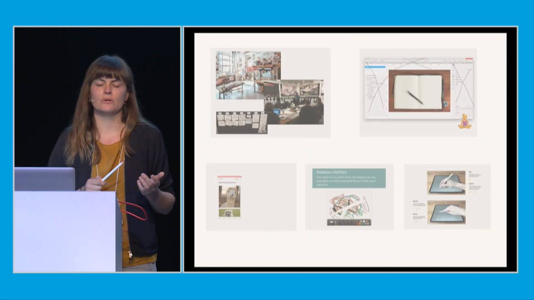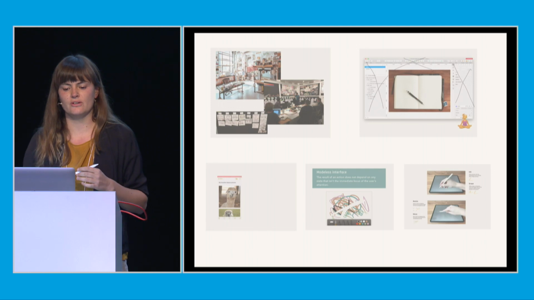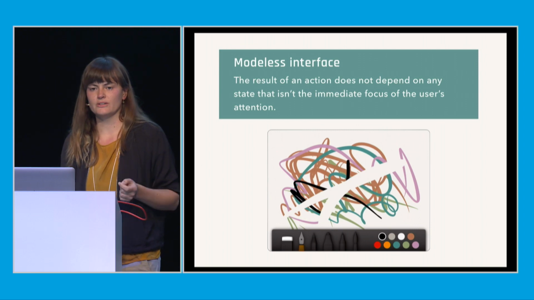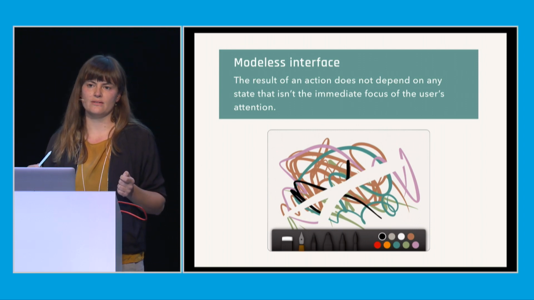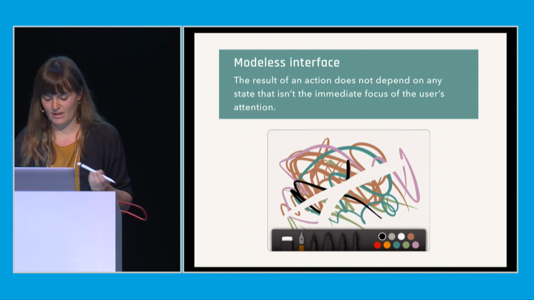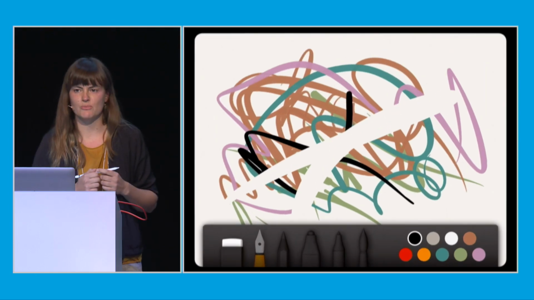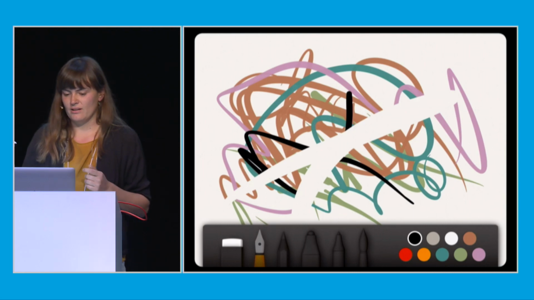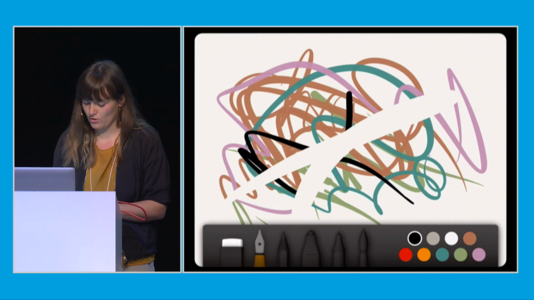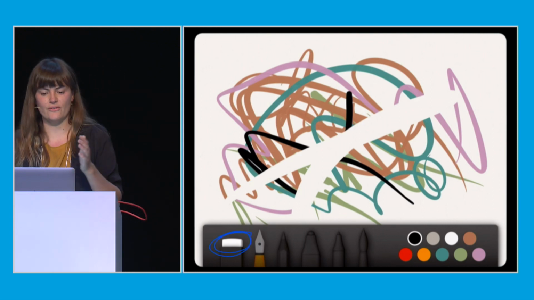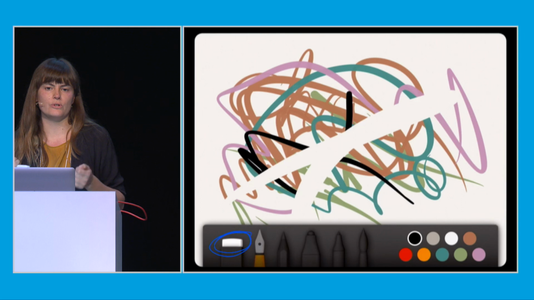And in particular, we wanted to explore the implications of a modeless interface. So a modeless interface is an interface where the result of an action does not depend on any state that isn't the immediate focus of the user's attention. So this is, I think, actually better explained with a counterexample. If we take this app here, Paper by 53, one of my favorite early iPad apps, you can draw a lot of things and then say you want to erase something. You actually have to go to the toolbar, activate the eraser, and then you can start erasing from your drawing. So you have to switch your focus away from your drawing, and you also have to be always aware which mode you're currently in.